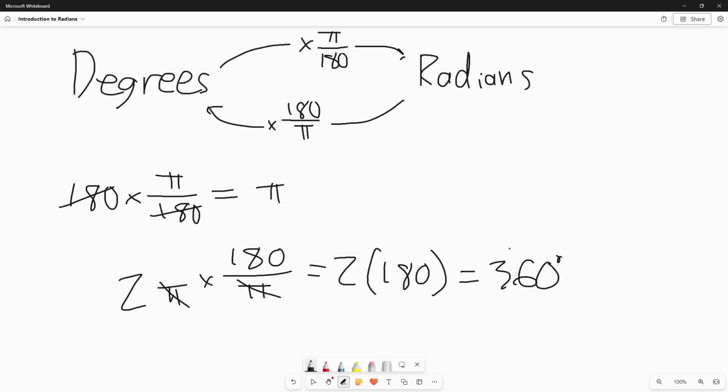And a trick to remember this is that if you want to convert degrees to radians, you put the radian on top. What I mean by that is degrees to radians, you have pi on top, which is the radian measure for half a circle. And if you want to convert radians to degrees, you put the degrees measure on top. 180 degrees is a measure for half a circle.